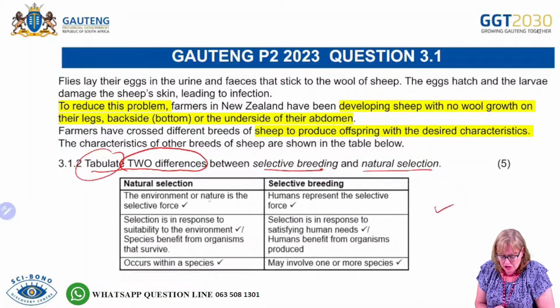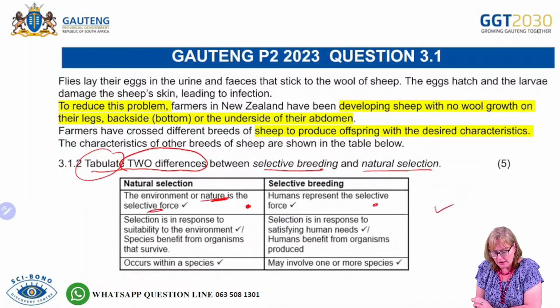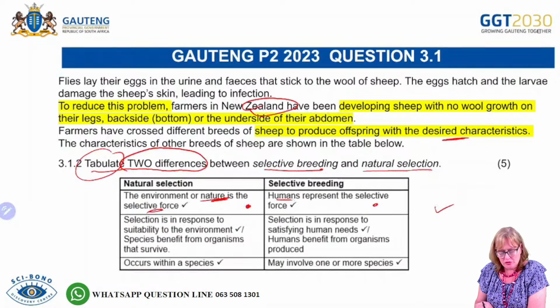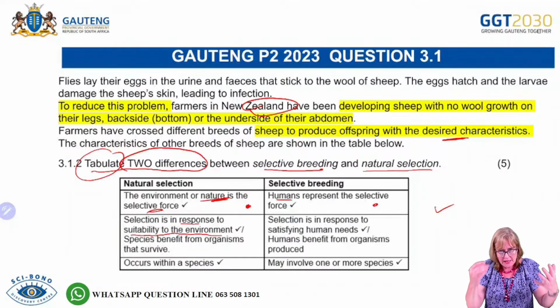Now, natural selection, the environment is a selective force. Like I said, those butterflies. And when you do a table, if you say who's the selective force here, you must say who's the selective force on the other side. You can't now talk about something else here. You must talk about who's the selective force here. Humans are. And you can see that humans are now deciding here what to do. Then selection is in response to the suitability to the environment or environmental pressure, because nature is it.